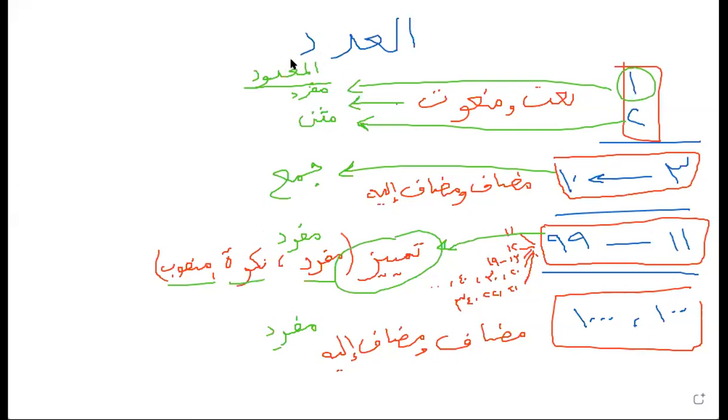So what's the difference between the mufrad? Here's a question for you all to think about and to answer. In number 1, I said the ma'dood is mufrad. From 11 to 99, the ma'dood is mufrad. 100, also 1000, the ma'dood is mufrad. So we know that the ma'dood is mufrad in these cases. So that's how they are similar. But how are they different in each case? In the case of 1, in the case of 11 to 99, and in the case of 100 and 1000.